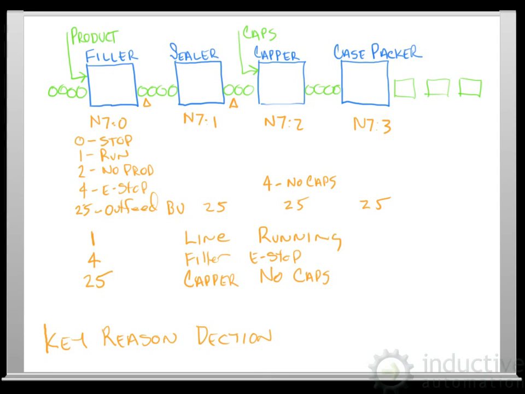So that's key reason detection. And it gets the most accurate recording of time of lost production, going through an algorithm, the key reason detection algorithm, to determine which machine is causing the downtime for a line.